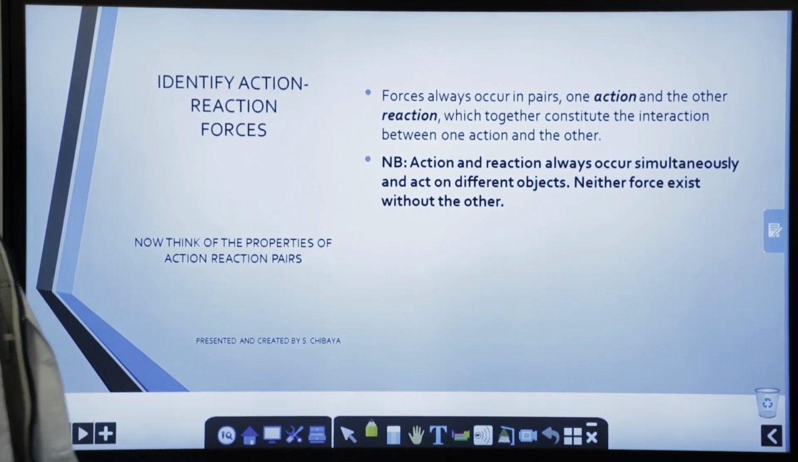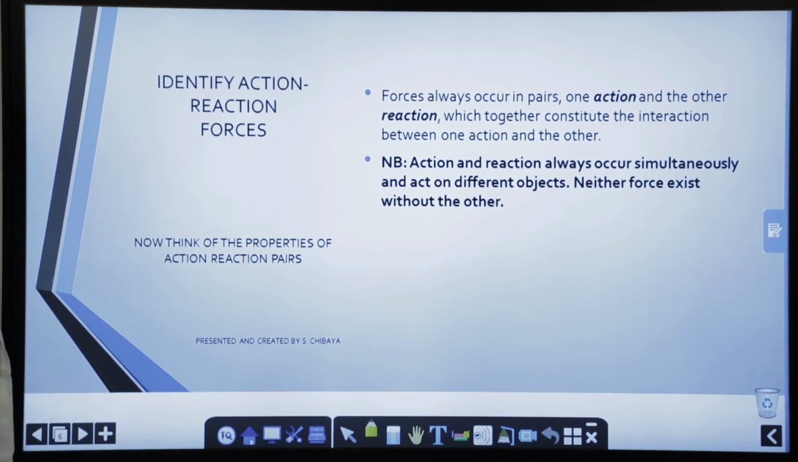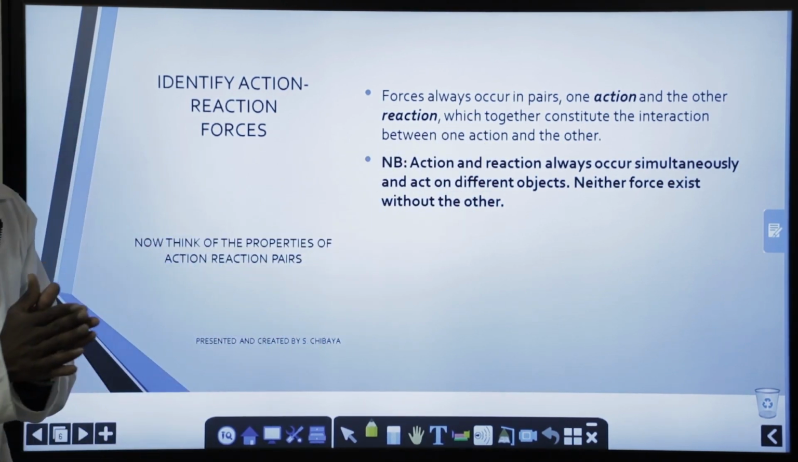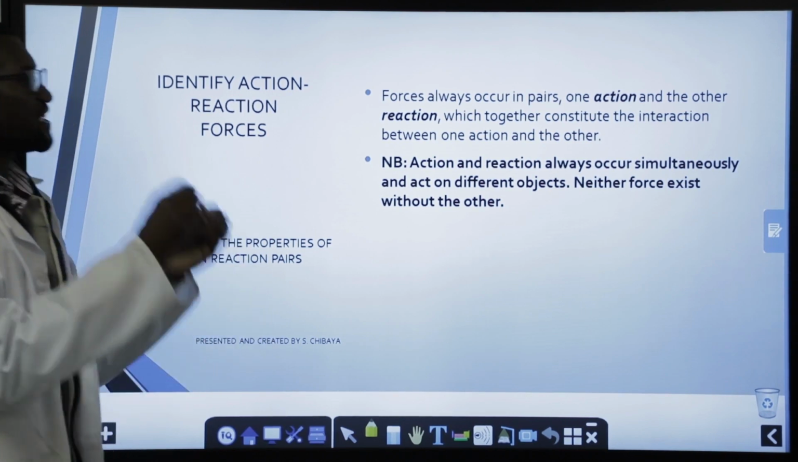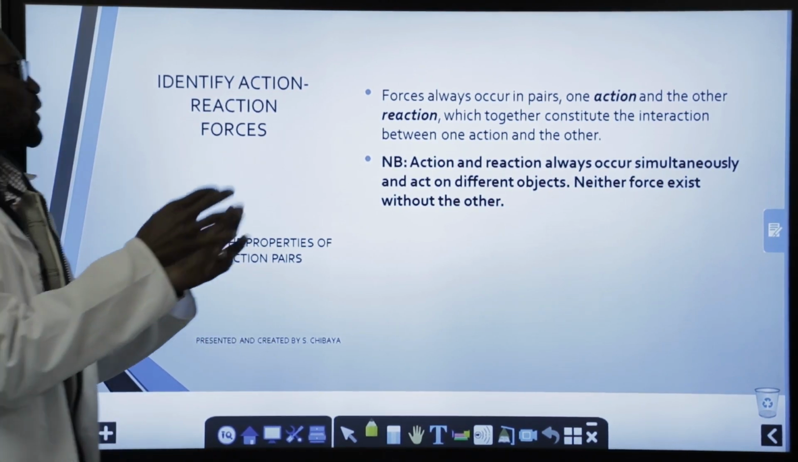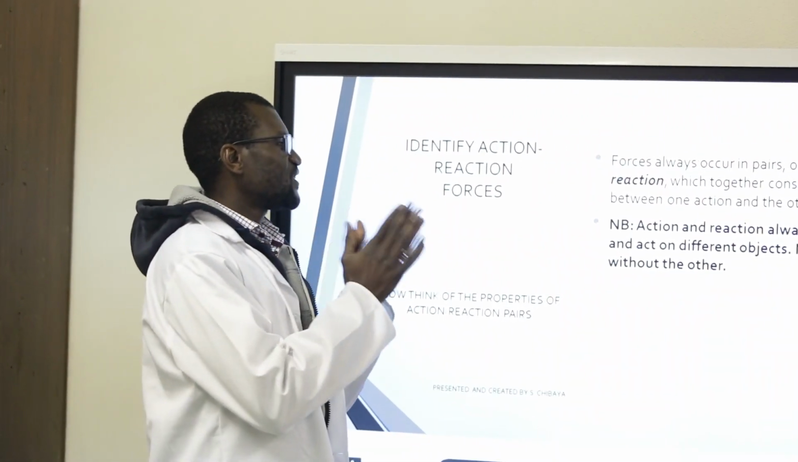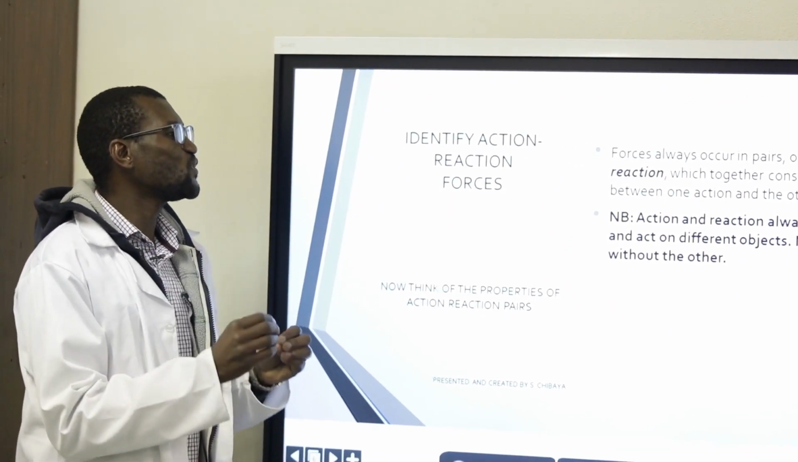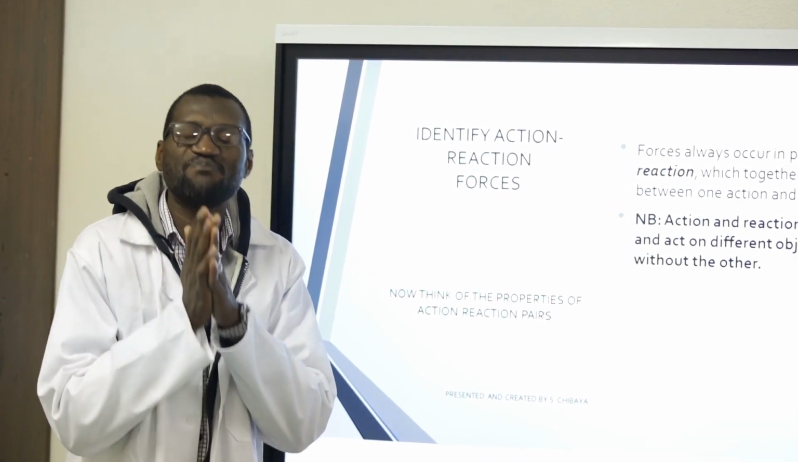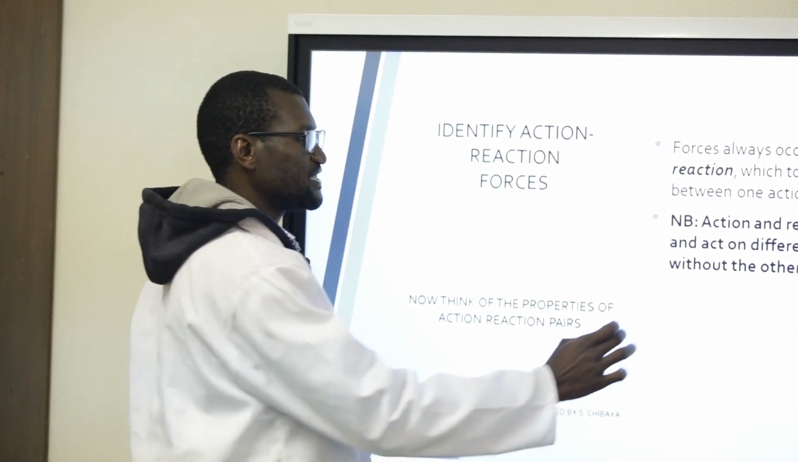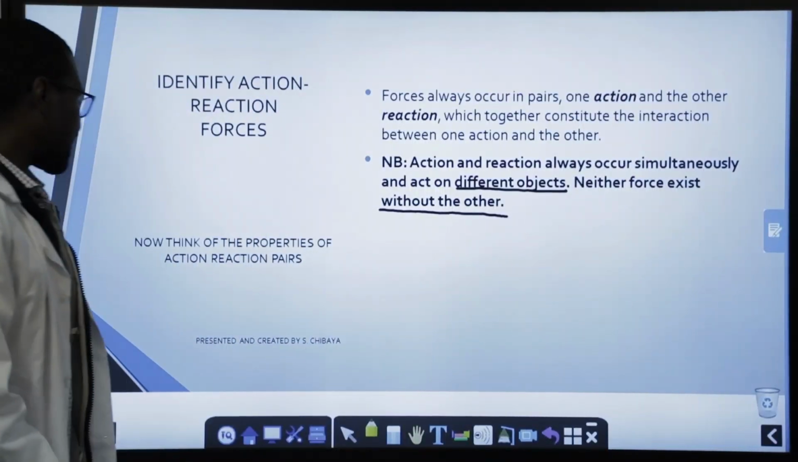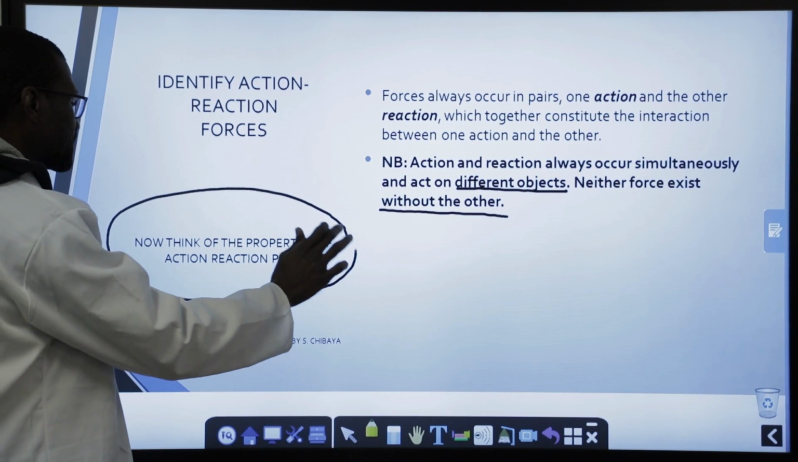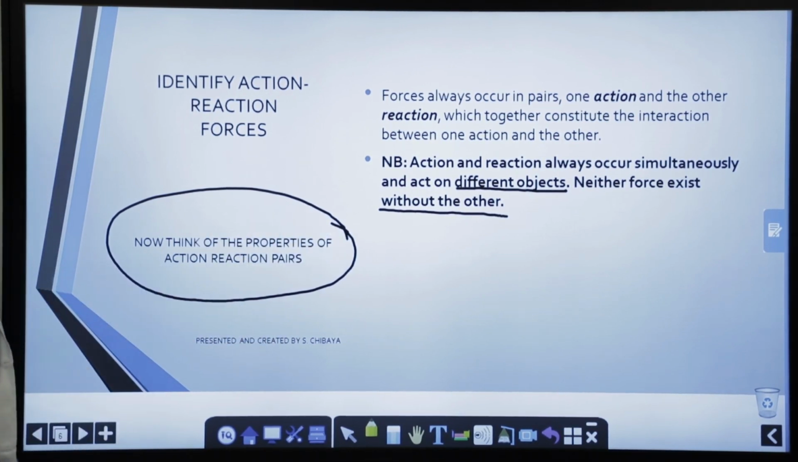Newton's third law is also known as the action-reaction forces. Forces always occur in pairs. One action and the other is a reaction, right? Which together constitutes the interaction between one action and another. Note that action and reaction forces are always occurring at the same time, simultaneously, and act on different objects. Neither force exists without the other. We can think about the properties of action-reaction forces in this regard.